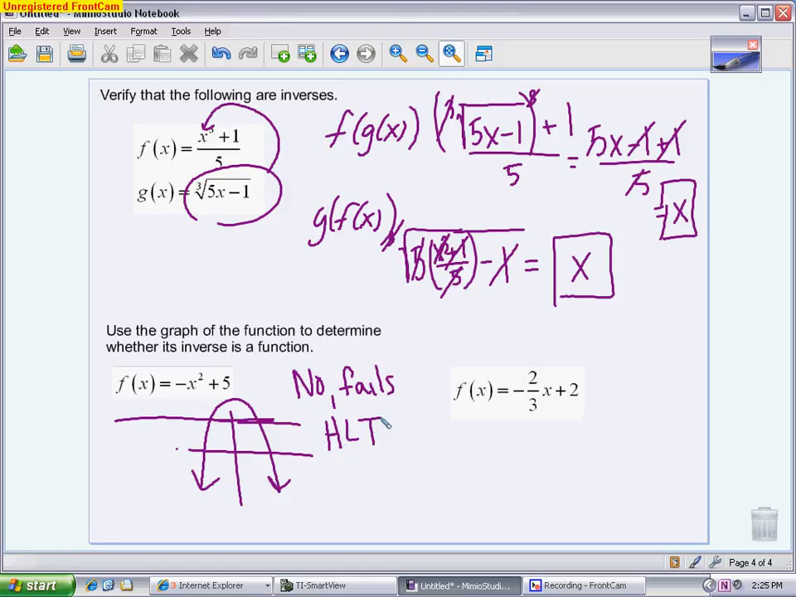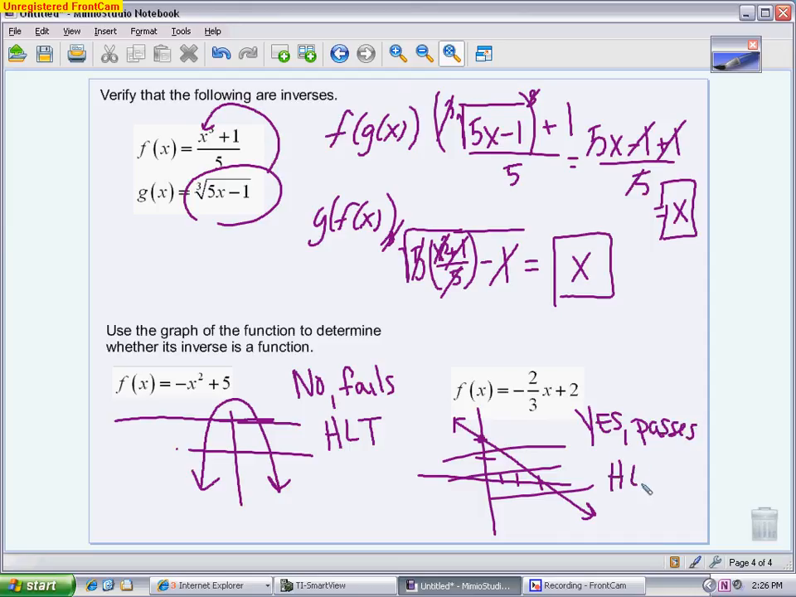The next one is a function -2/3 x plus 2. So again, I'm going to draw a little sketch, or you could definitely graph it on your calculator. But I know what this looks like. This is a line. It goes through 2 on your y-axis, and it has a slope of -2/3. So down 2, right 3. So we have this oblique line. And again, I'm trying to figure out if the inverse of this line would be a function, so I'm going to perform the horizontal line test. Any horizontal line that I draw, no matter where I draw it, will only intersect this once. So therefore, yes, because it passes the horizontal line test.